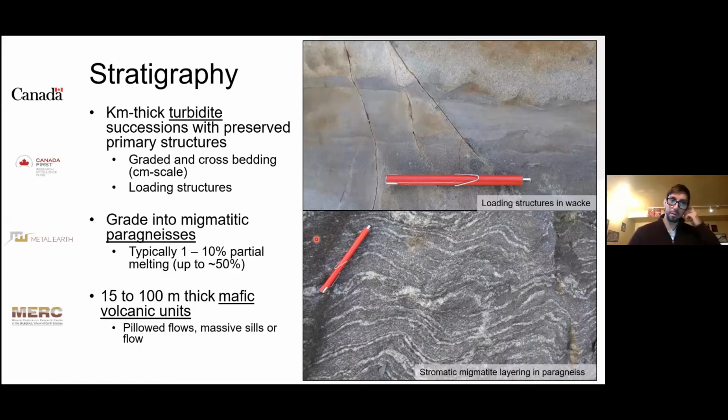And so for the stratigraphy, again, as I briefly mentioned, we're dealing with mainly turbidite sequences, which are likely a kilometer thick, and have pretty well preserved primary structures. But this grades into migmatitic paragneiss in the central part of the subprovince. And what we've seen in the transect mapping is that typically it's estimated at 1 to 10% partial melting, with some zones getting up to 50, 60% partial melting of the sediments.